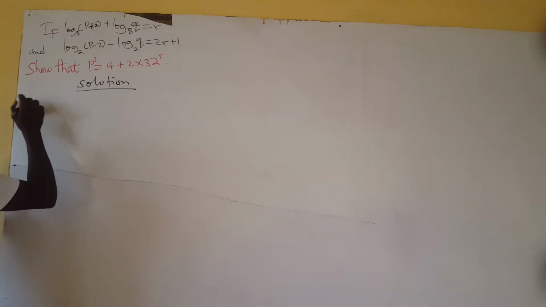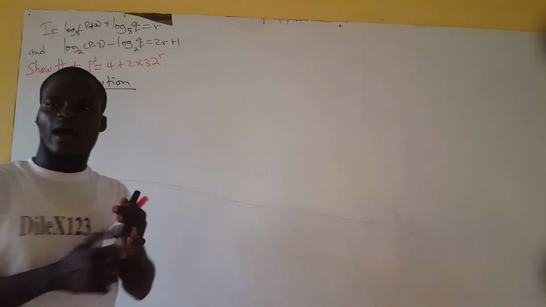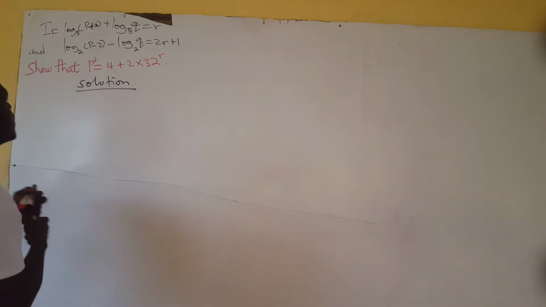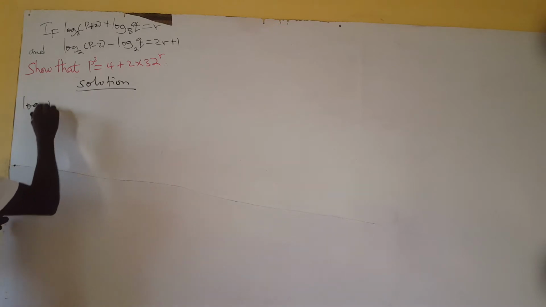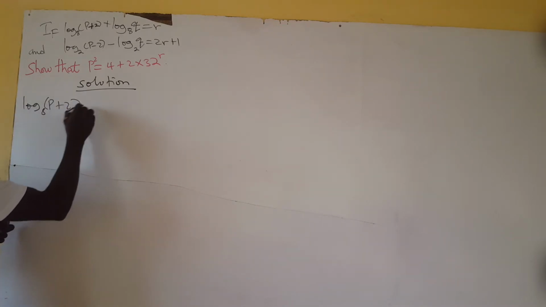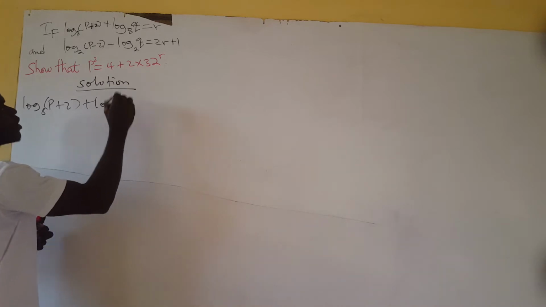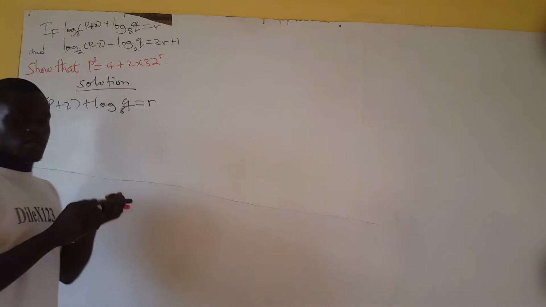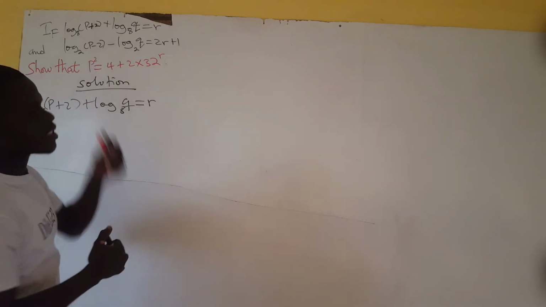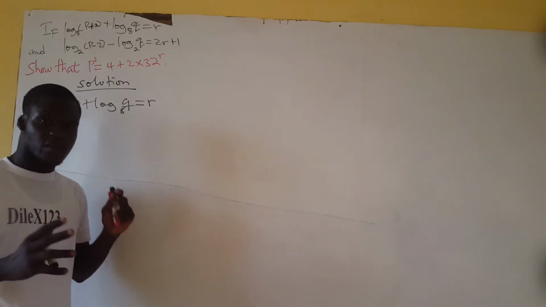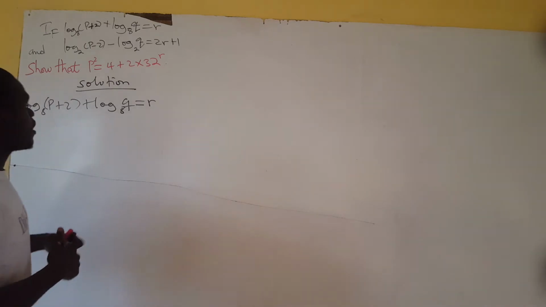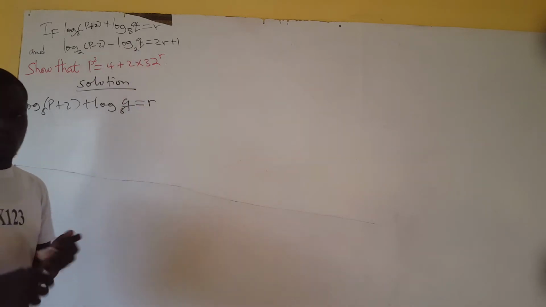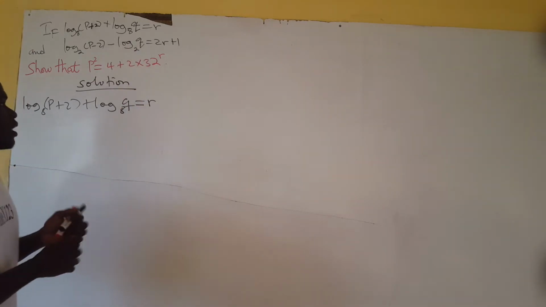We have to make sure that the two logarithms are of the same base before we can easily solve them. So from here we can see that log (p plus 2) to the base 8 plus log q to the base 8 equals r. This is in base 8, and this other logarithm is in base 2. So we have to make sure they are the same base before we can solve them. Now I want to change this to base 2 since this one is already in base 2, so that I can easily solve them. So let's convert.